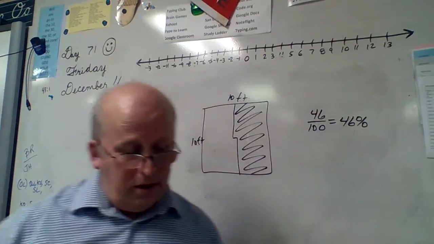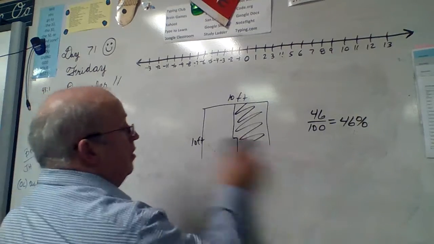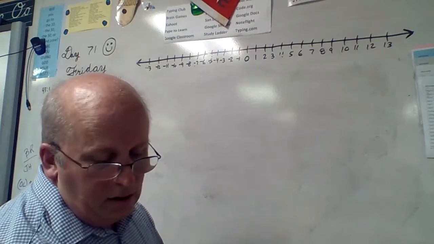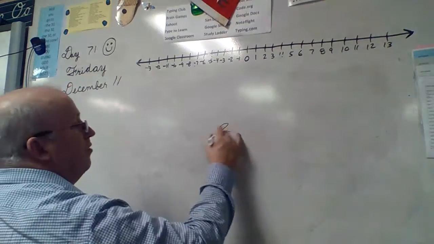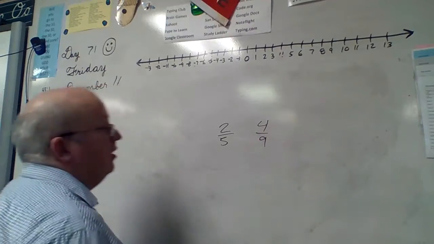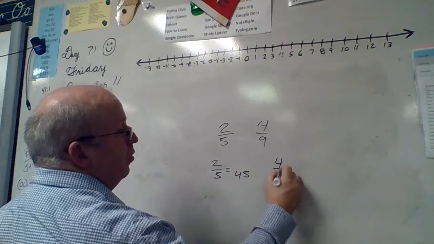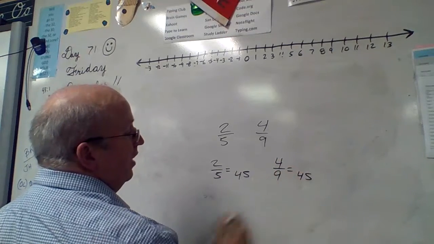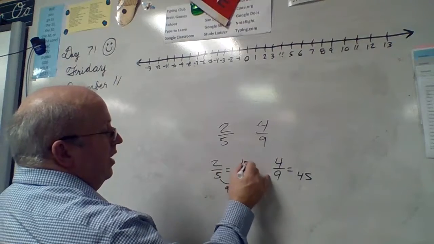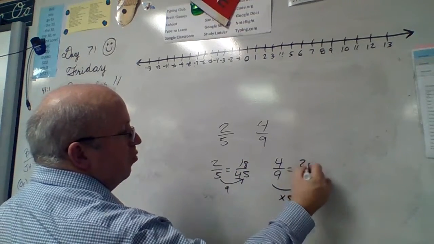For 17 through 20, you need to change those so that they have common denominators. How about something like 2/5 and 4/9, which is similar to problem number 17, but not exact. I'm looking for a common denominator, which in this case is 45. This is times 9, so I've got 18 here. This is times 5, so I've got 20 here.